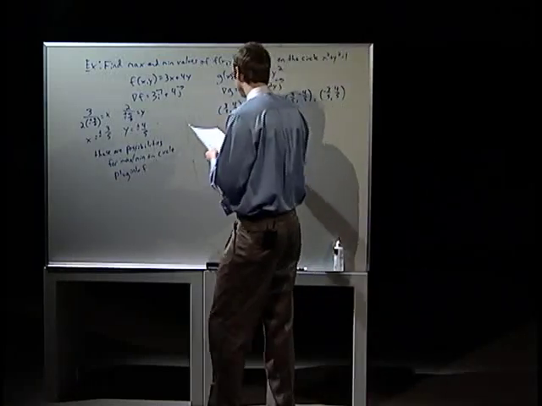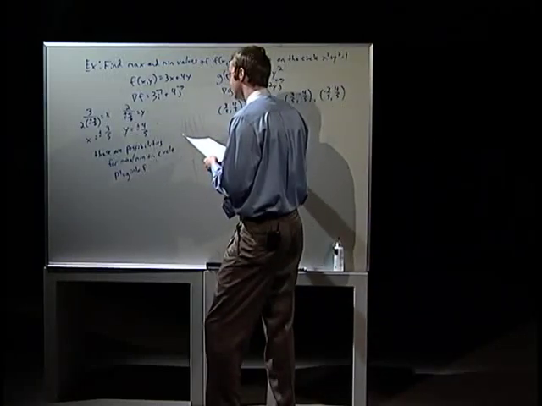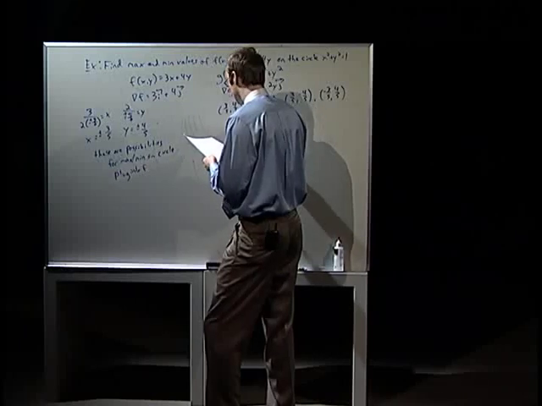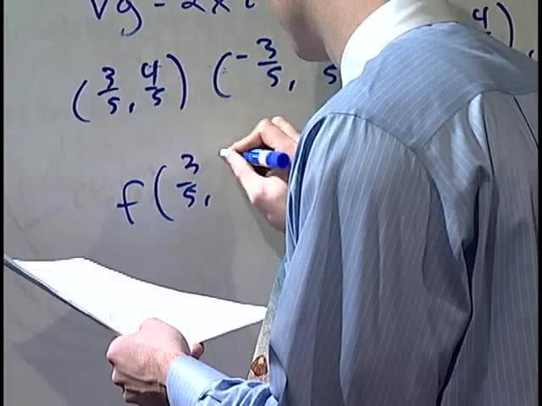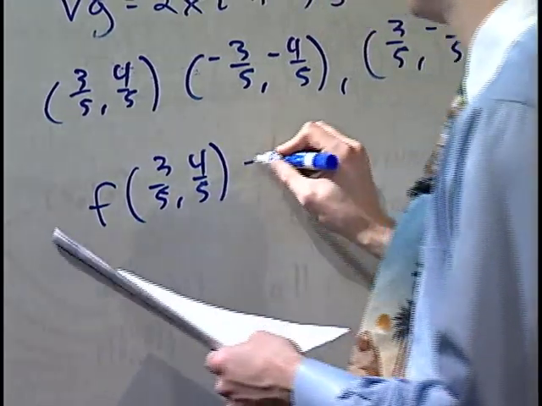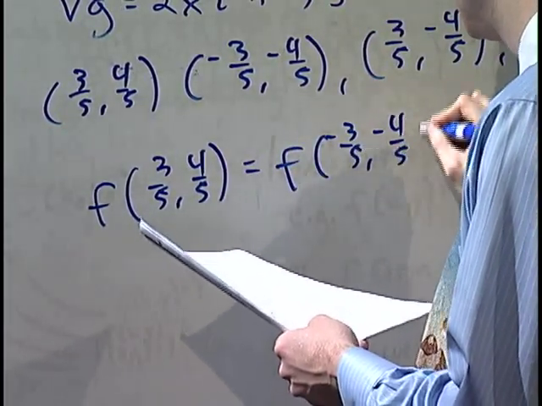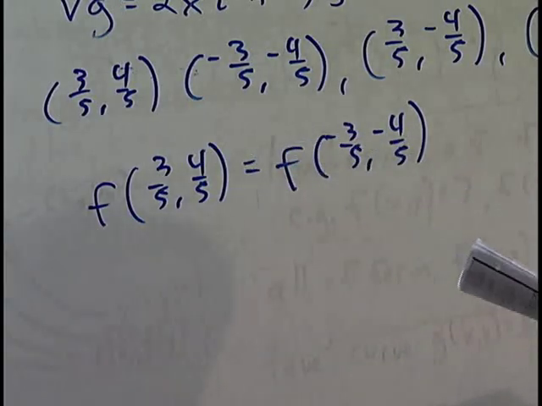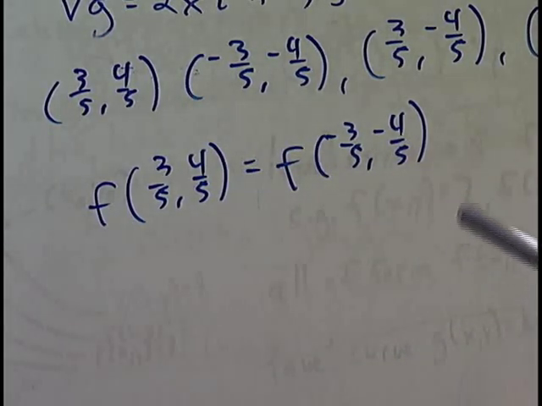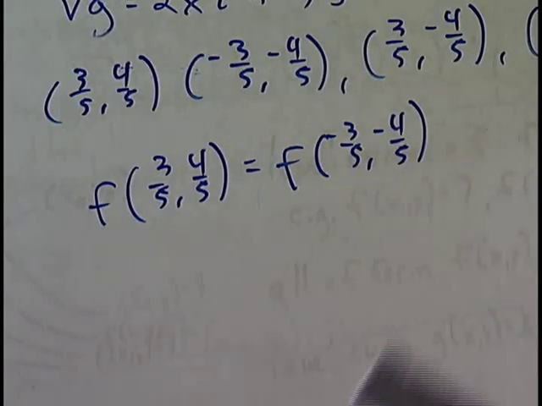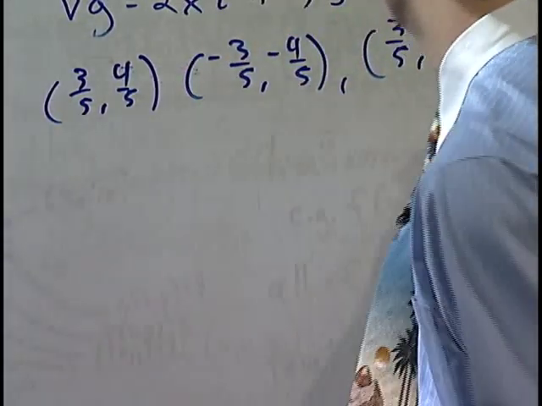So let's see here. Is that right? Yeah, that's right. So you plug in either 3/5 or 4/5, negative 3/5, negative 4/5, right? And what do you get here? Oops, what am I doing? Yeah, I see what's going on here. Okay, so those are your possibilities. Plug into x.